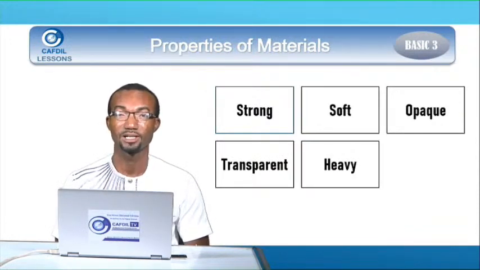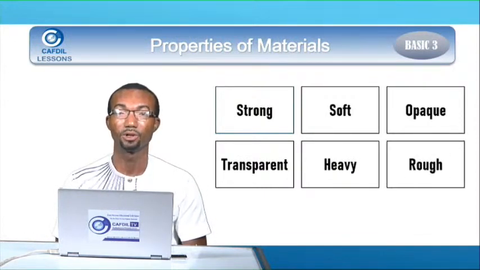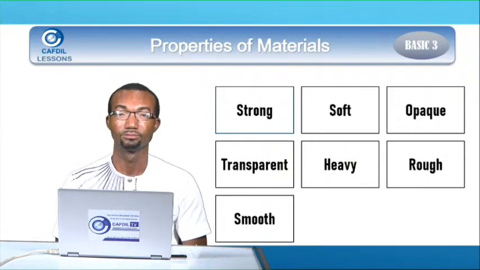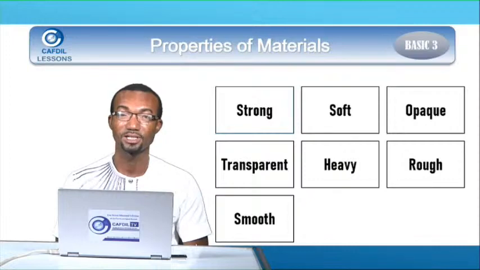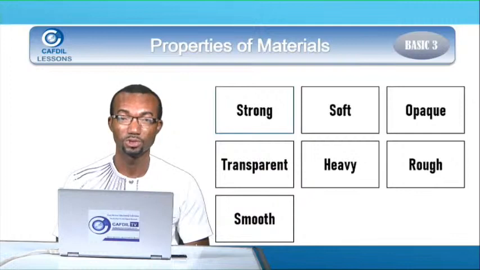We also talked about some materials being heavy, like the stone and like the metals. They are all heavy materials. We also talked about materials that are rough. So stones are rough. We also looked at materials that are smooth. Glass, for instance, is a smooth material. The wood can be a smooth material.